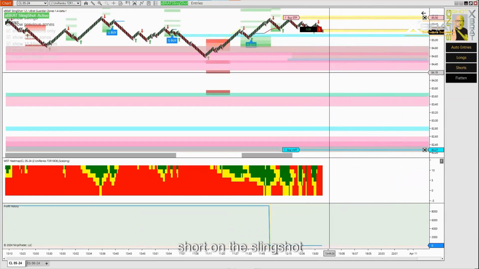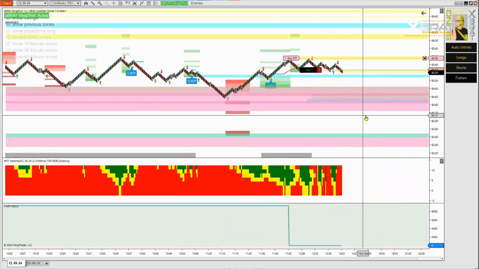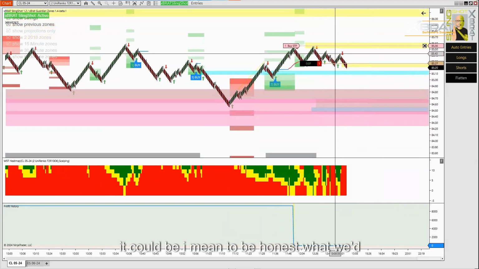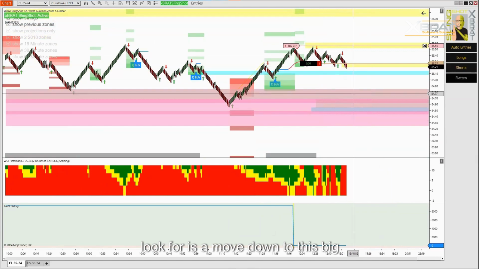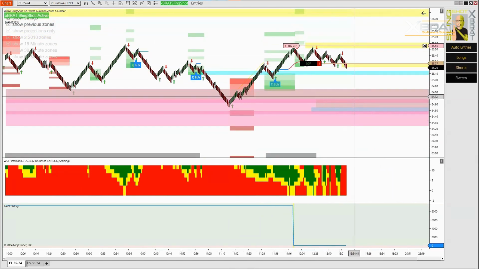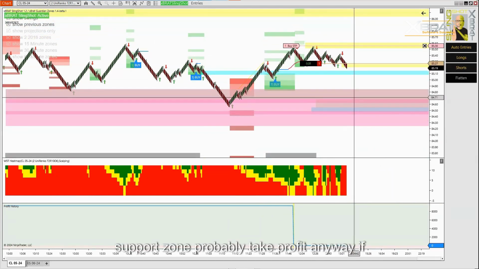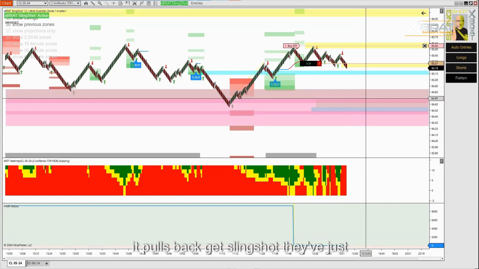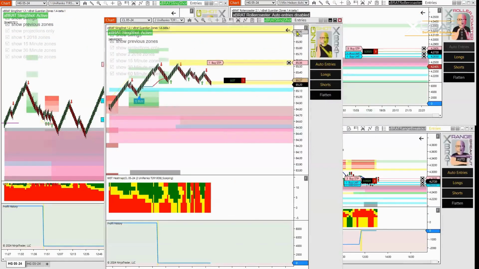If we get a short on the Slingshot, to be honest, what we'd look for is a move down to this big support zone, probably take profit anyway. But if it pulls back, get a Slingshot, it would just add another contract.